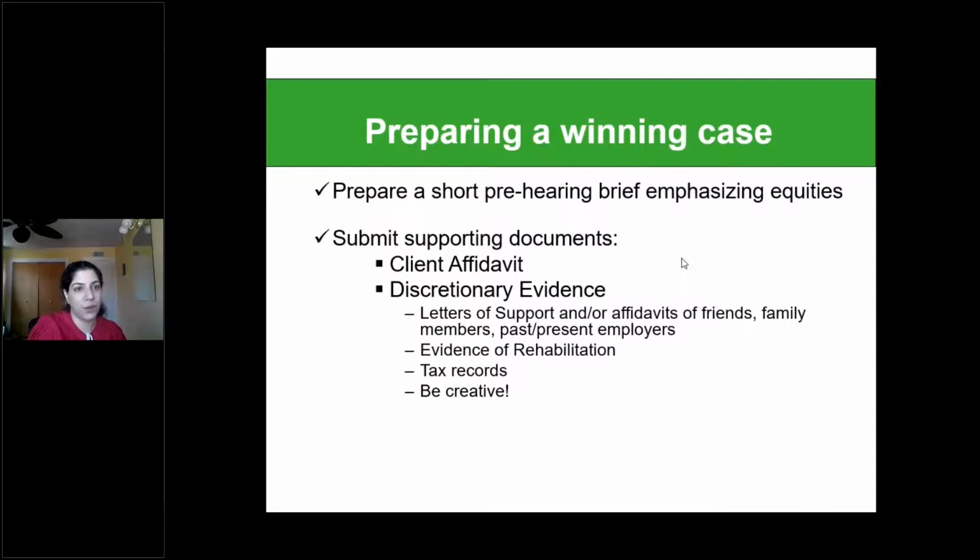Try to get letters of support or affidavits, definitely at least from close family members, and if possible from friends, church, employers, etc. For folks with substance abuse, again, evidence of rehabilitation or plans to get rehabilitation are crucial. Anything else that you can gather to show that the person has overall been a good person here in the US is what you want to put together for your packet.